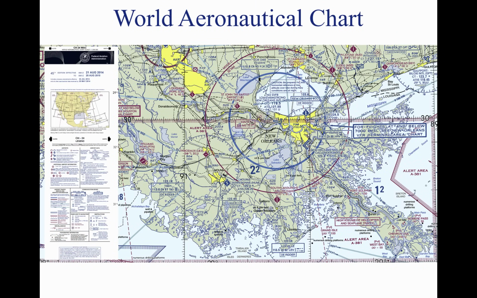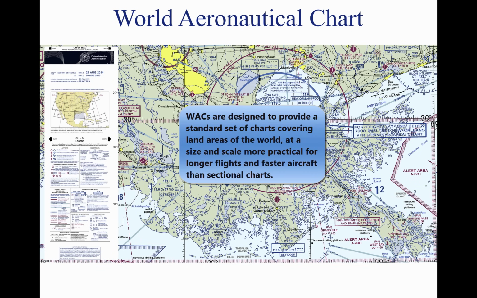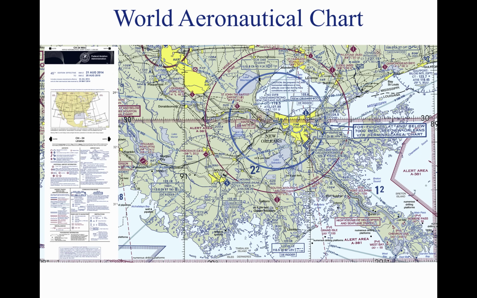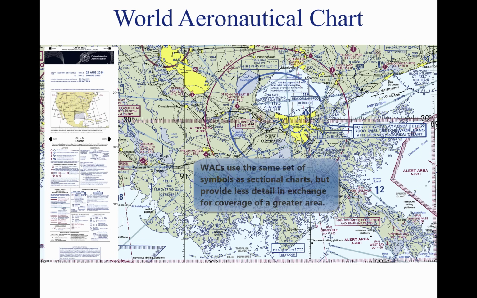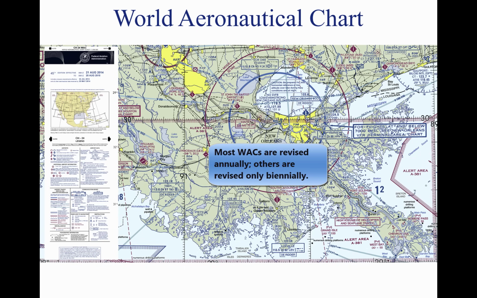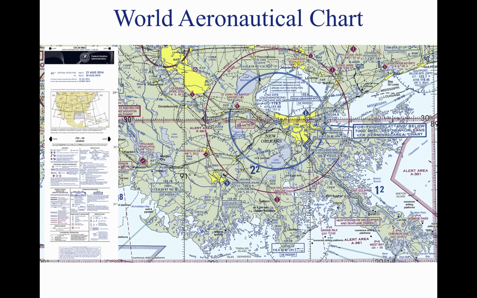World aeronautical charts are designed to provide a standard series of aeronautical charts covering land areas of the world, at a size and scale convenient for navigation by moderate-speed aircraft. They are produced at a scale of 1 to 1 million. 1 inch equals 13.7 nautical miles, or approximately 16 statute miles. These charts are similar to sectional charts, and the symbols are the same, except there is less detail due to the smaller scale. These charts are revised annually, except several Alaskan charts and the Mexican-Caribbean charts, which are revised every 2 years.